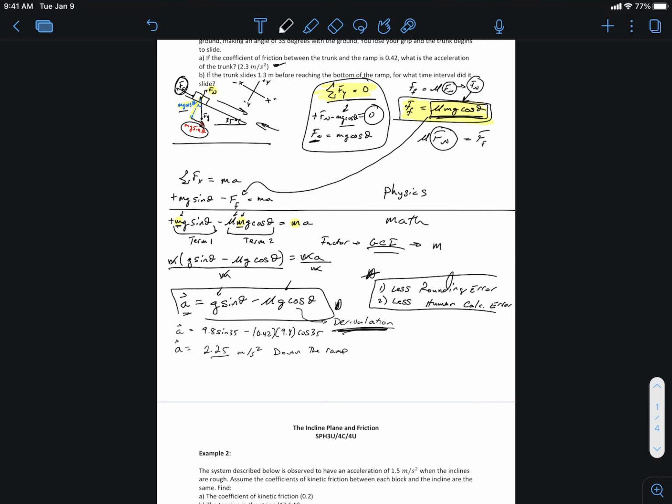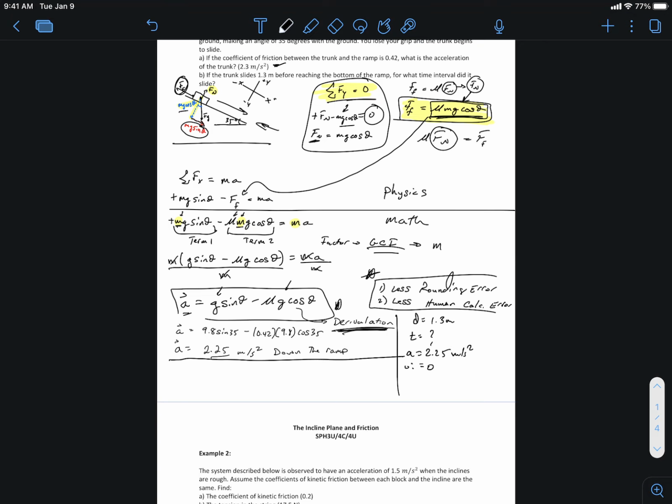So, where's my solution here? Let's take a look at what we know. We know delta D is equal to 1.3 meters. It's not even really delta D, it's how far down the ramp it went. So we know that it slid 1.3 meters, right? It's not really a displacement. T equals question mark. A we now know is 2.25. And Vi equals 0, right? We released it from rest.